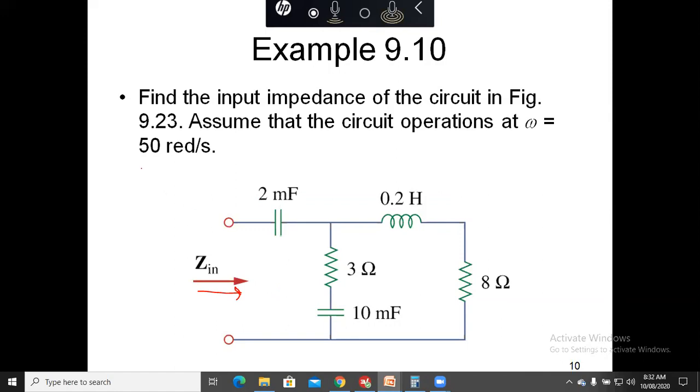And to represent it in the phasor form, we need the value of 50 radians per second. That is the value of omega. Now you know that XC is equal to minus j over omega C, and XL is equal to j omega L, and this resistance remains 3 and 8 in phasor form. So first convert it into the phasor form.